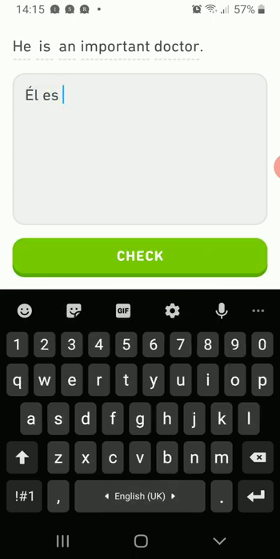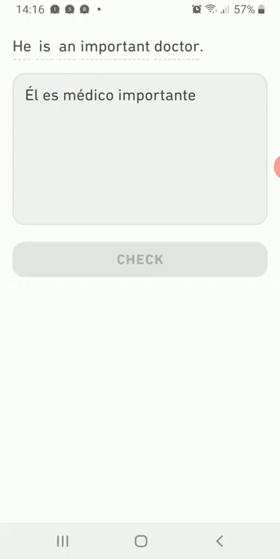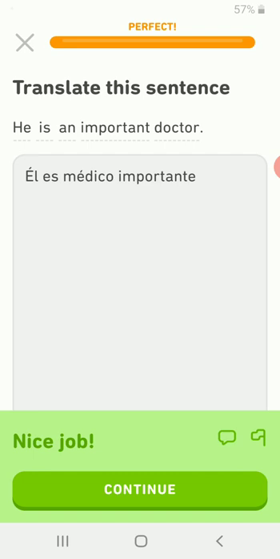Él es un médico importante. So just wait a moment. We said that we should not use un. So we don't say he is a doctor, we just say he's doctor. So I will remove this. Él es médico importante. Good. So you see, we don't say an important, we just say that he is doctor.